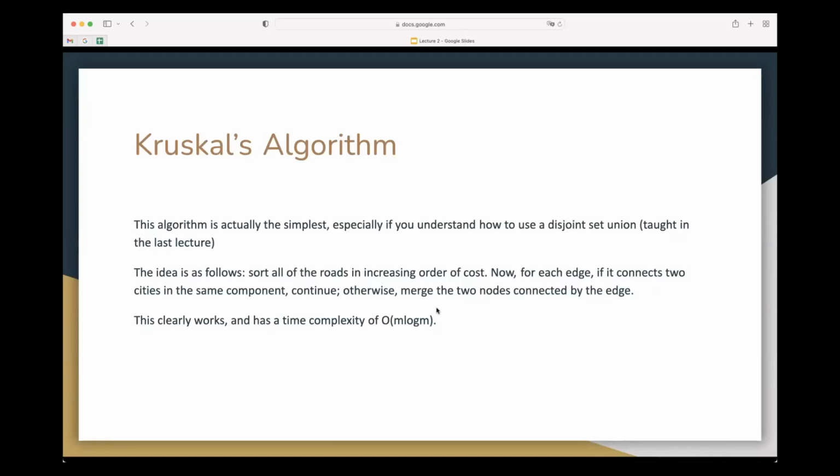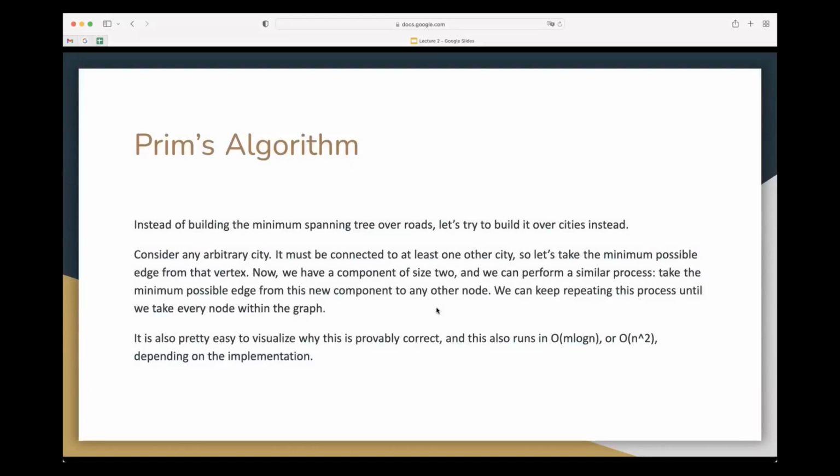Okay. So now let's talk about Prim's algorithm. This one is a bit more complicated to explain, so let's dive into it. With Prim's algorithm, instead of building a minimum spanning tree over the roads, like considering which roads we add, let's try to use vertices. Let's try to use cities to determine which roads we add.